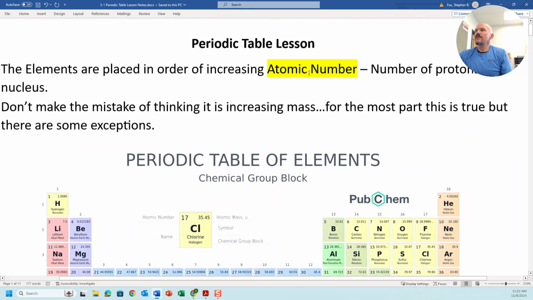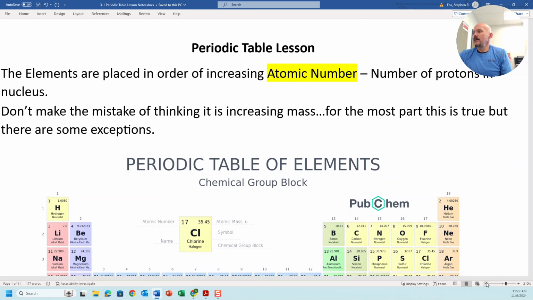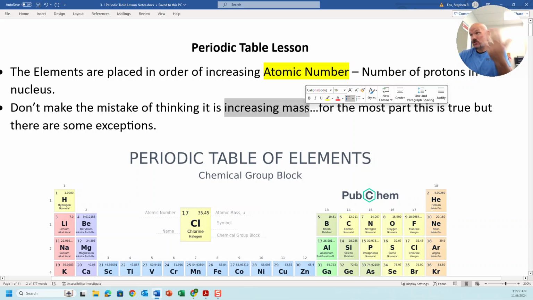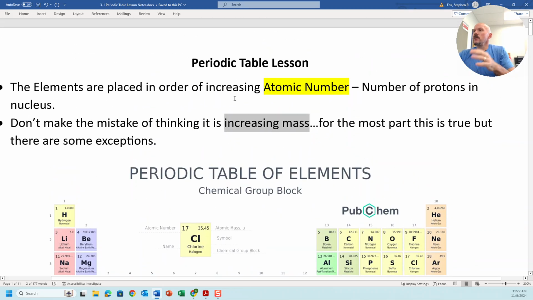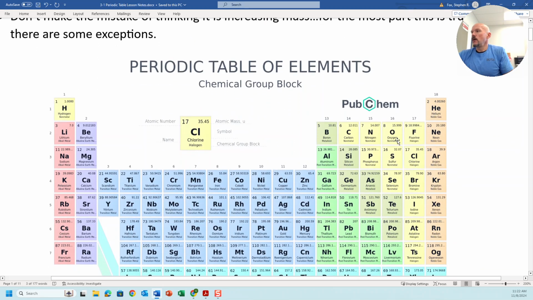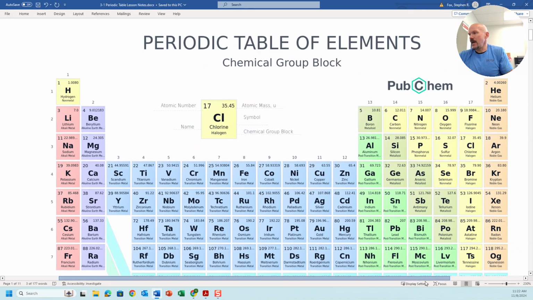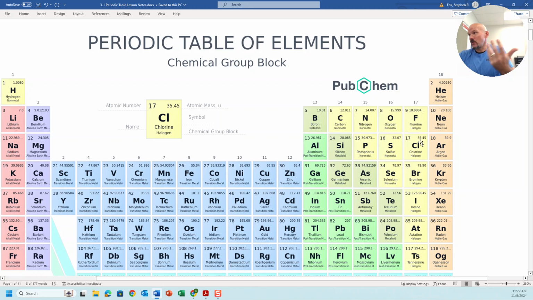Now, some students think when first asked this question that the periodic table is in order of increasing mass. And for the most part, that's true, but there's exceptions to that. So the real answer is it's increasing atomic number, okay? So if we look, here's one exception to the increasing mass. So for the most part, as we go left to right and down the periodic table, the elements become more massive.